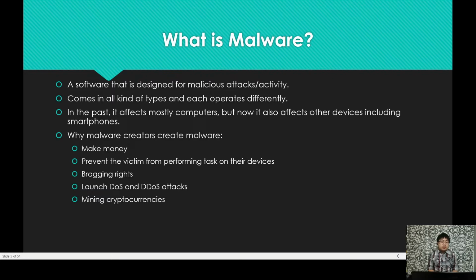The fourth reason is so they can launch denial of service (DoS) and DDoS attacks. DoS is when they flood the network or the servers so that one computer, one system, will not be able to process efficiently. DDoS is an attack on multiple computers in a designated area. And the fifth reason is that they also create malware for mining cryptocurrencies.